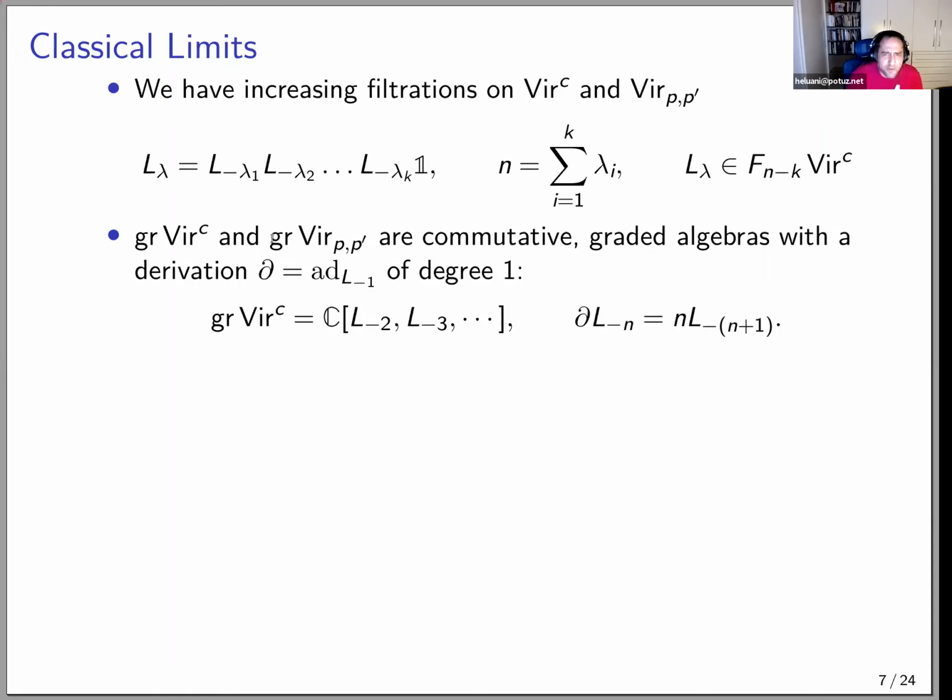But there's a deeper reason why these are commutative algebras. And it's not immediately obvious that the associated gradient of the irreducible module has to be naturally a commutative algebra with a positive derivation, with a derivation of degree 1. Moreover, these are Poisson vertex algebras, but the Poisson bracket in this case is 0.